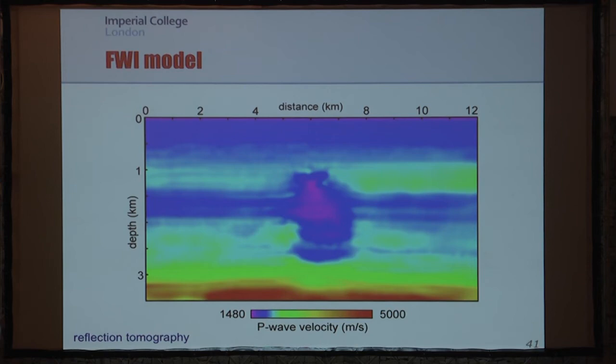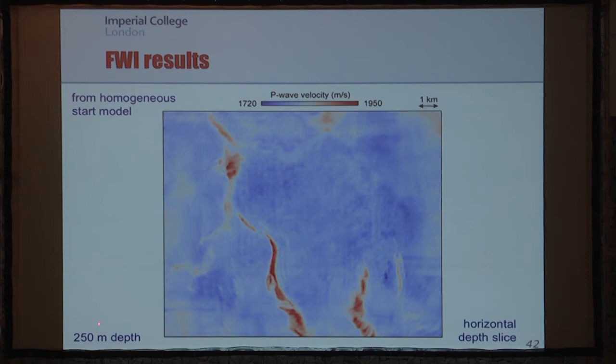So those are some vertical slices. We can look at some horizontal slices. This is a shallow horizontal slice. It's at a depth of 250 meters. The original model at this depth was completely uniform, so this was just a pale blue color before the inversion was running. These red things here are low velocity subglacial channels.